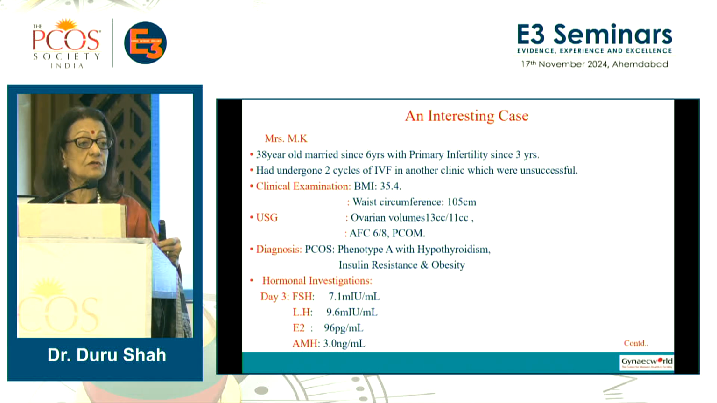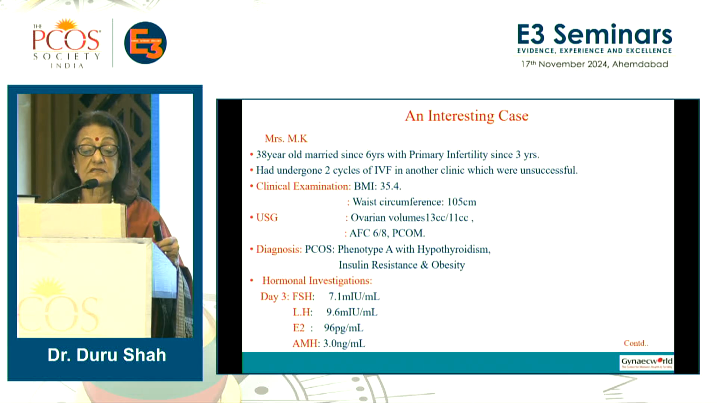One Mrs. MK, who was 38 years old, married for 6 years with a primary infertility for 3 years. She had undergone 2 cycles of IVF in another clinic which were unsuccessful, and she saw me. Her BMI was 35. She was obese. Her waist circumference was 105 centimeters. Her ovarian volumes were 13 ml and 11 ml.